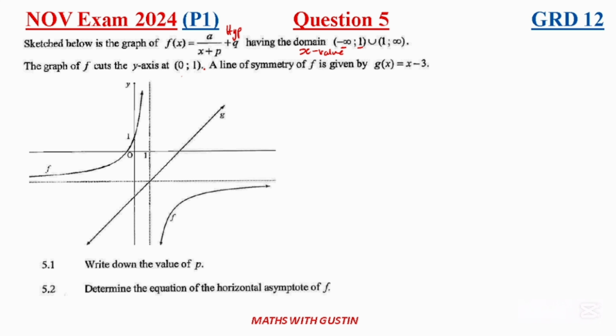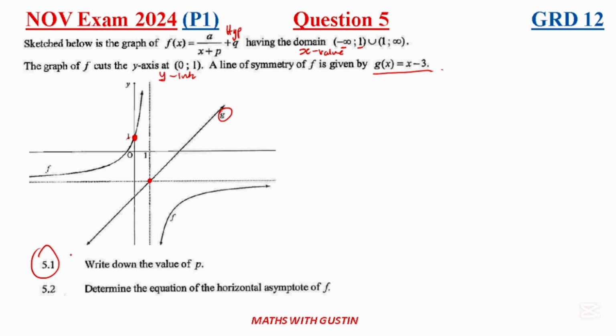So the graph of f of x cuts the y-axis at (0, 1). It's cutting the y-axis at this point here, which gives us the y-intercept, A. Then we have a line of asymptotes of f. It's given by that. So this is our straight line there, which is this one here. We also have a point here that is not identified. All right, let's move on.